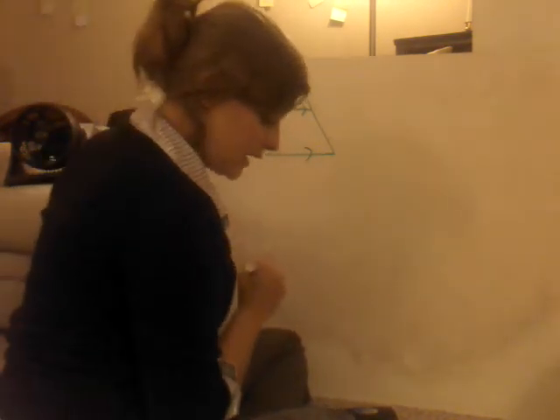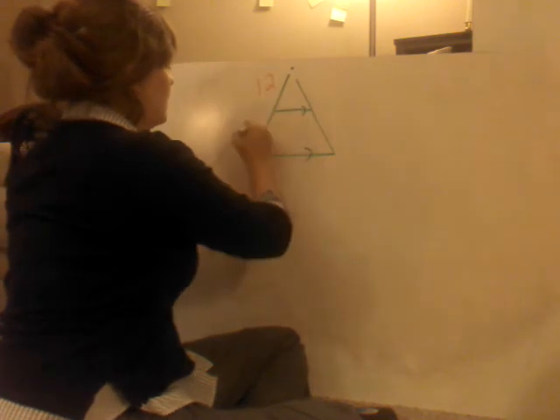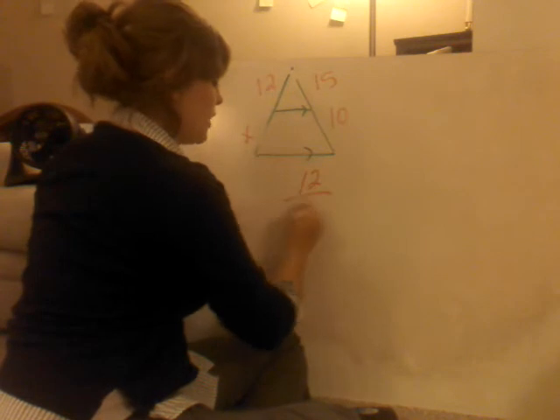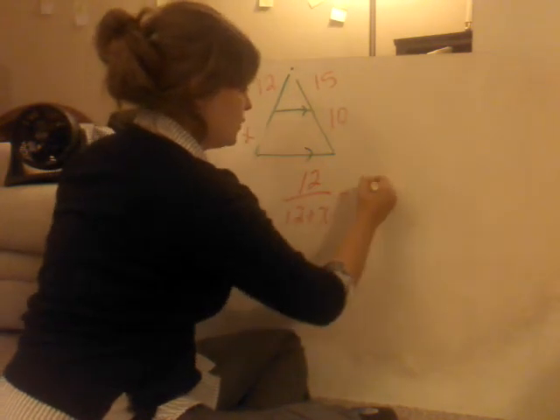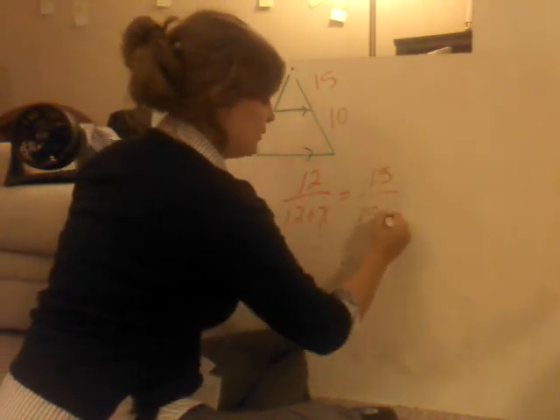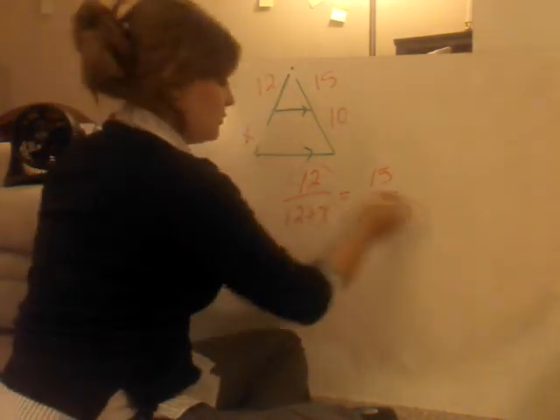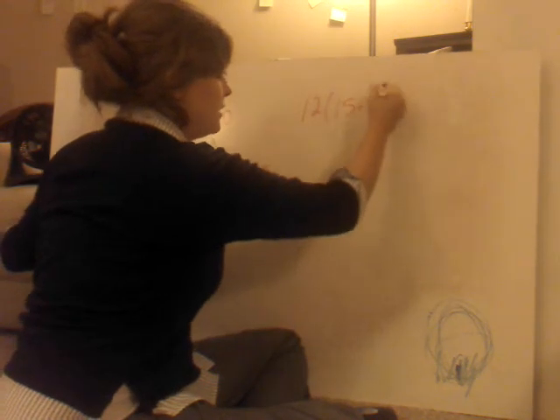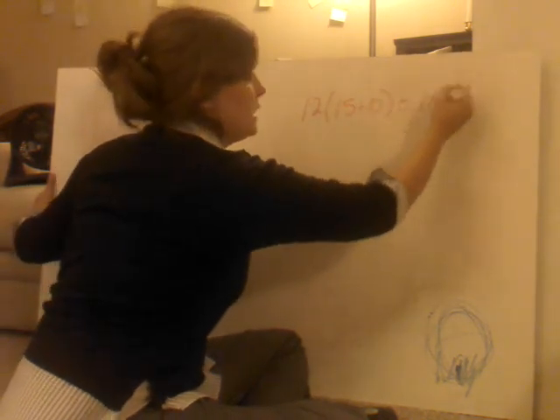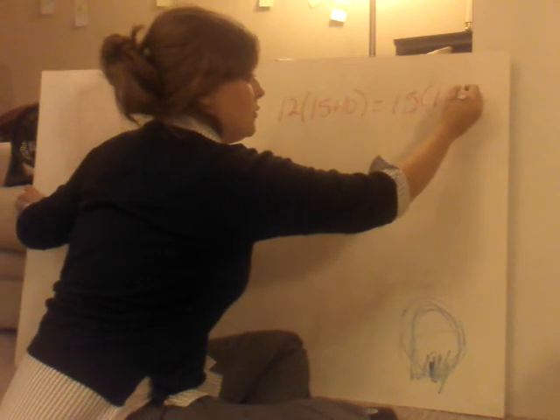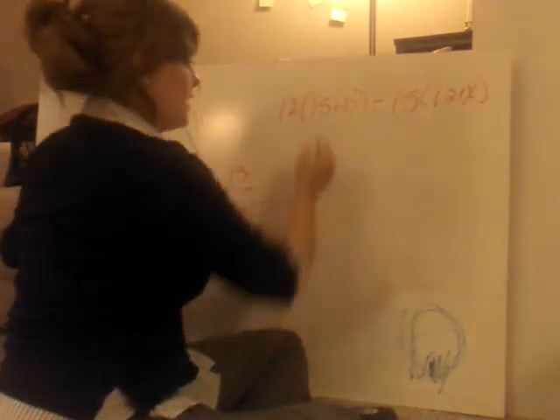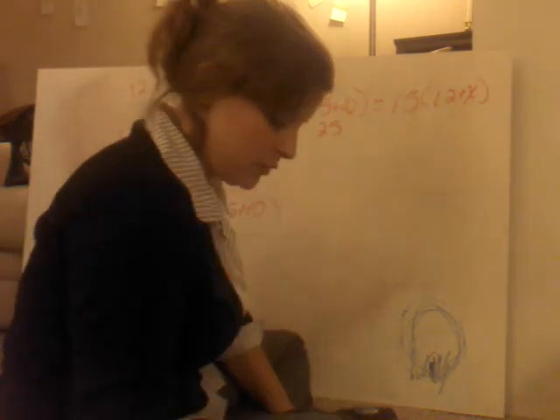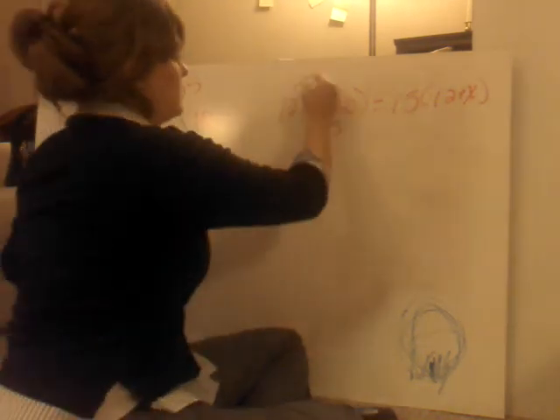Okay, so next, number 7, I have 12 and x on my left, and 15 and 10 on my right. Little triangle over big triangle is 12 over 12 plus x is equal to 15 over 15 plus 10. Cross multiply. I get 12 times 15 plus 10 is equal to 15 times 12 plus x. Alright, this is actually 25. Get my handy dandy green marker again with that. Okay, so I'll distribute this way.